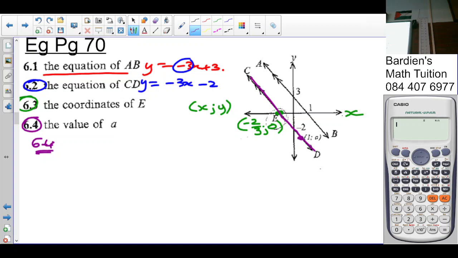So in order to calculate A, we're going to substitute that point 1 and A into the equation of line CD. Does it make sense? It can't be substituted in AB. Why? Because it's not lying on AB. So we substitute 1 and A into the equation of CD, which is y is equal to negative 3x minus 2.